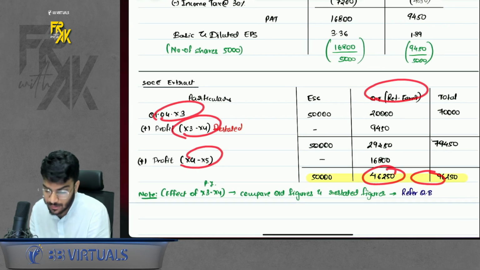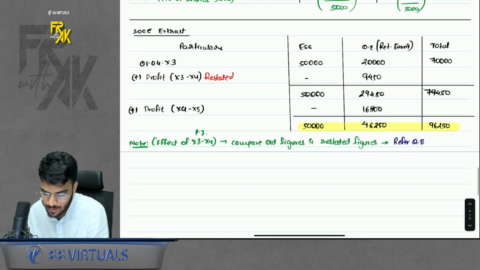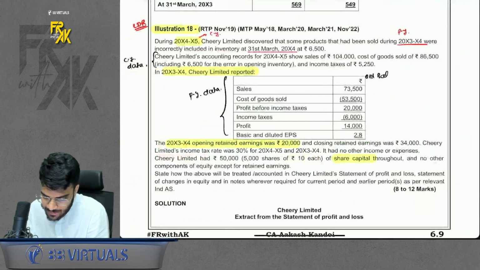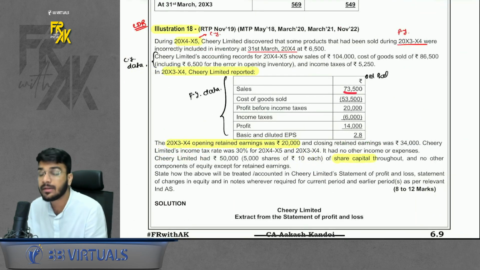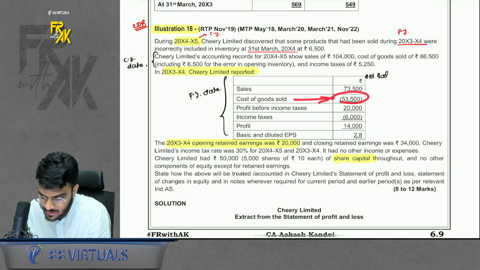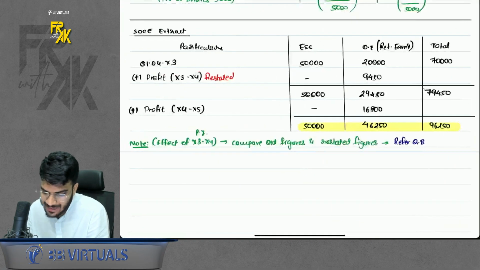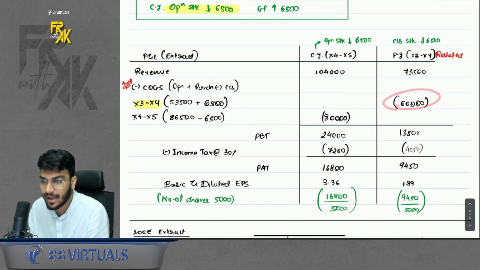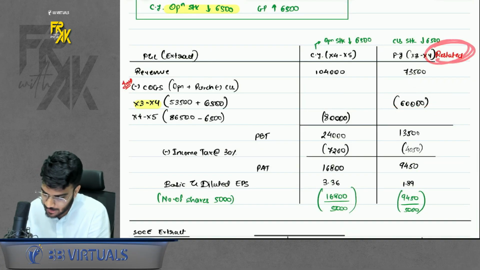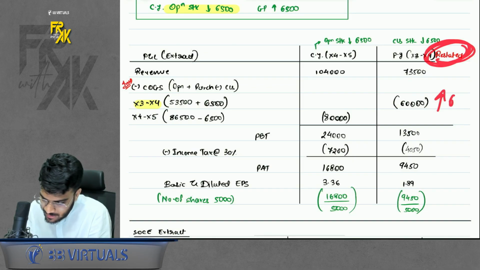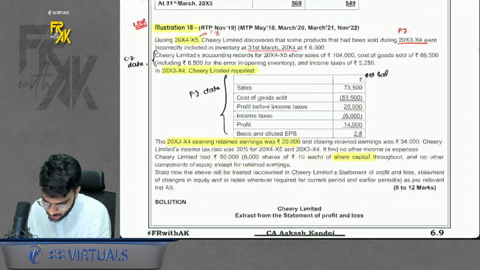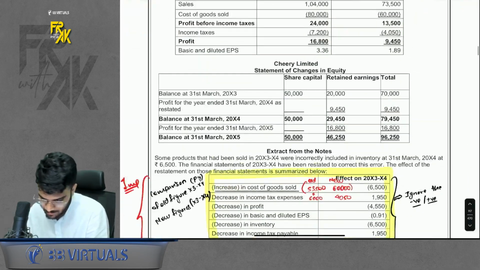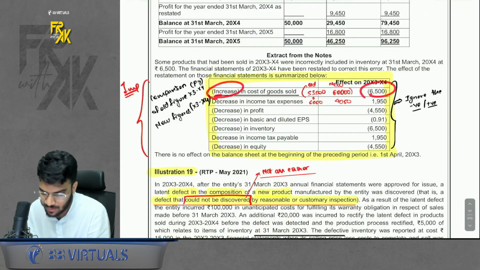One more thing was given as extra working in the solution. That is comparing the old figures and the restated figures. That means the old figures given in the balance sheet. For example, in the question, let's say COGS given is 53,500. But after rectifying the error, what is my COGS? It is 60,000. Can I say that in the restated profit and loss, your COGS is increasing by 6,500, right? So this impact is shown in the solution as well. That increase in COGS is 6,500.